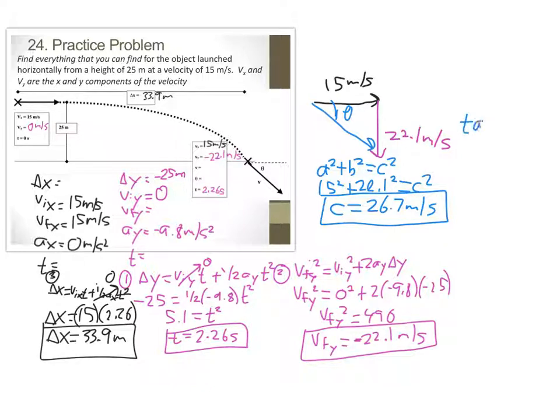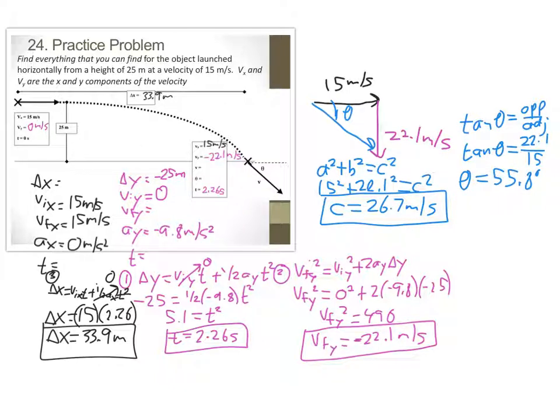For the angle, I'm going to say that the tangent is equal to the opposite over the adjacent. So that means that the tangent of my angle is equal to 22.1 over 15. And I find that my angle there, measured from the horizontal in this case, is 55.8 degrees.